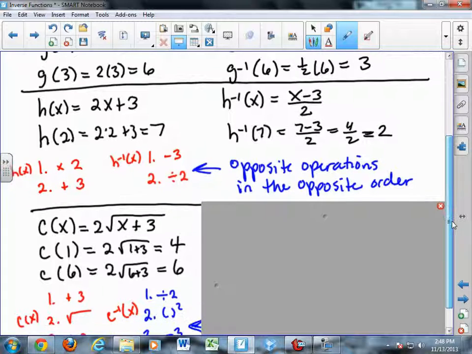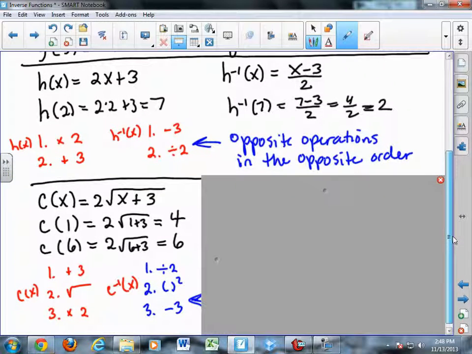Okay, I don't know if you've had a chance to think about it, but let's think about these operations. First of all, I added 3 to x. Then I took the square root of that quantity, then multiplied by 2. So in the inverse function, the very first thing I would have to do to x is divide by 2, then square it, then subtract 3.